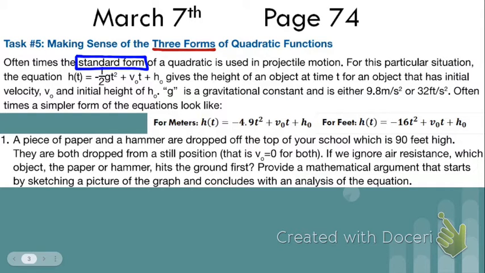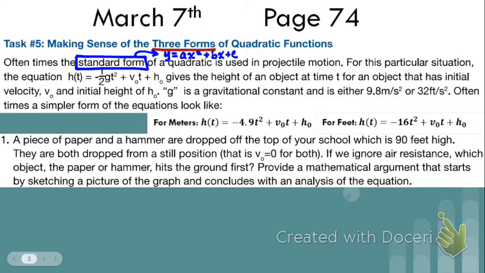Does anybody happen to know what standard form is? Isn't it... Close. Ax squared plus bx plus c. Absolutely correct. That's really good recall. Yeah. So that's our standard form.